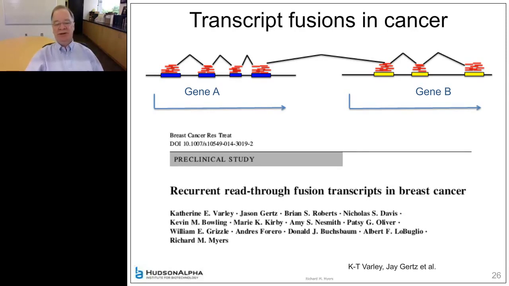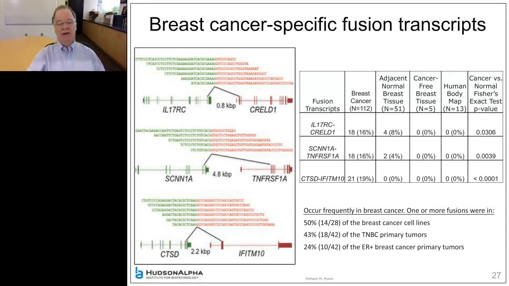We published this recently, and here's some of the information. Three of those we focused on because they were particularly interesting. These three in particular showed a stronger specificity towards breast cancer as opposed to other tissues.